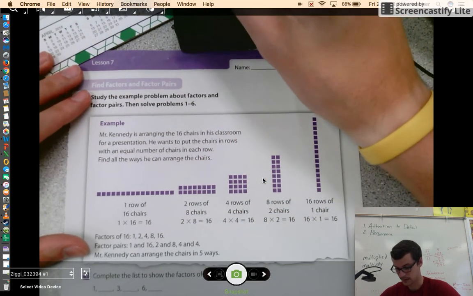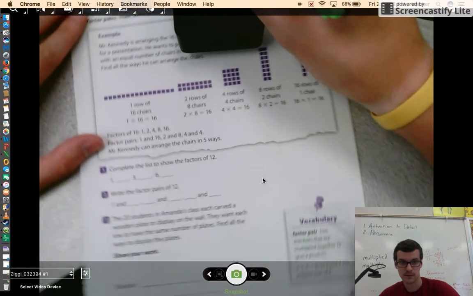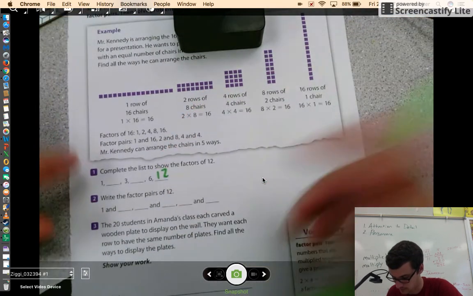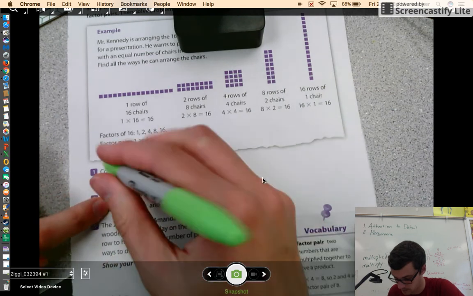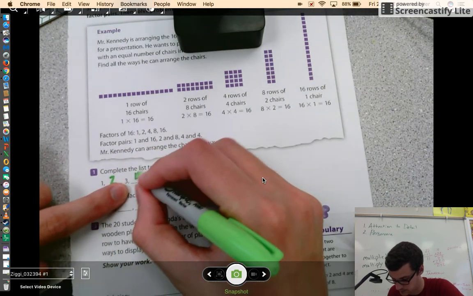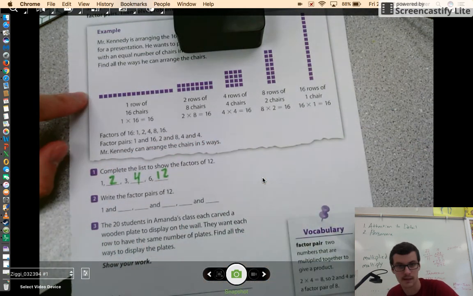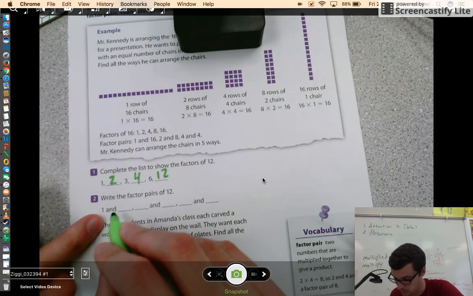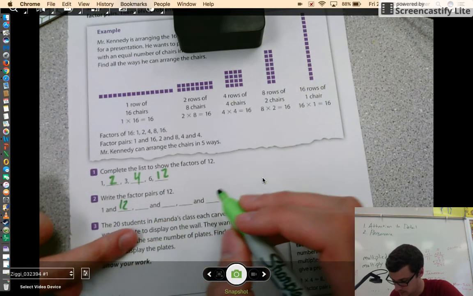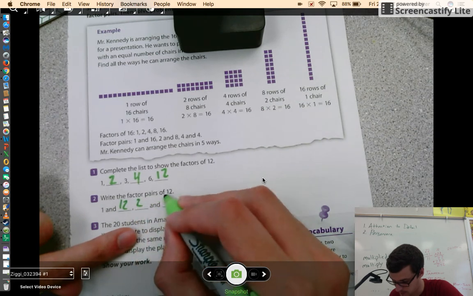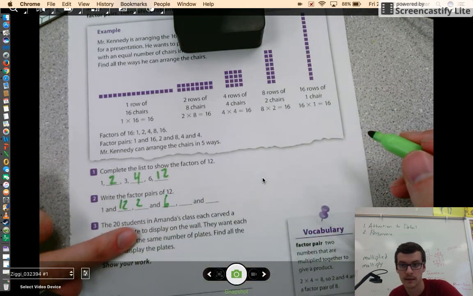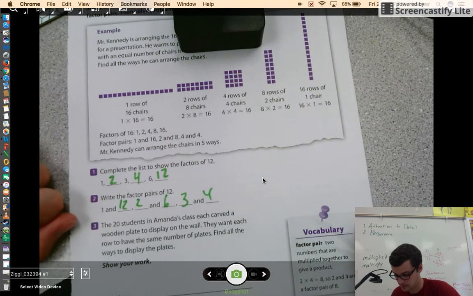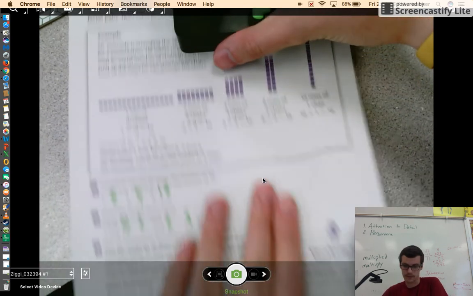So complete the list to show the factors of 12. So I know 12 is going to come last. So 1 and 12, 6 went with 2, and 3 goes with 4. Okay, so see how I did that? Write the factor pairs of 12. So I know that 1 went with 12, 2 goes with 6, and 3 goes with 4. All right. I just wanted you to see that.